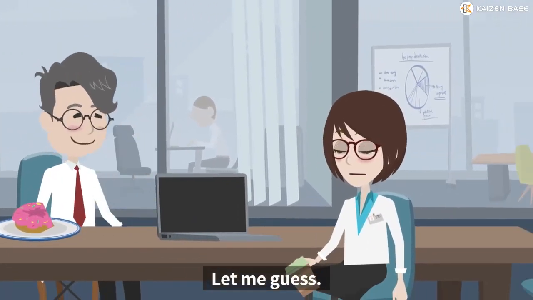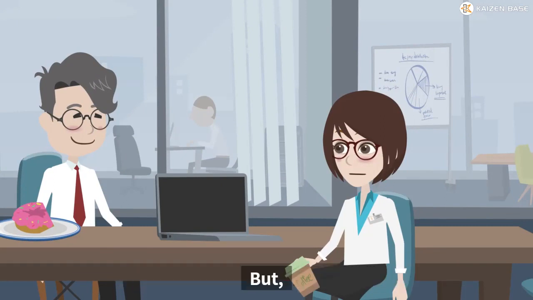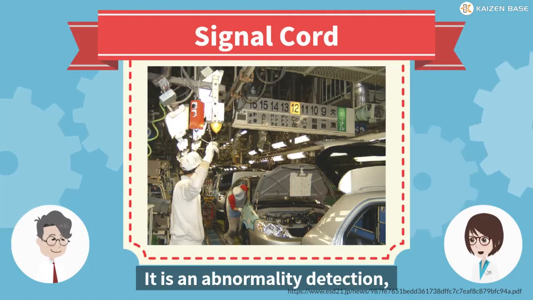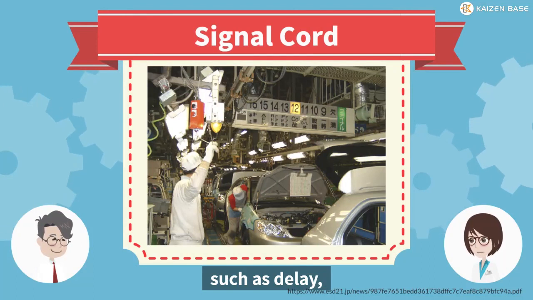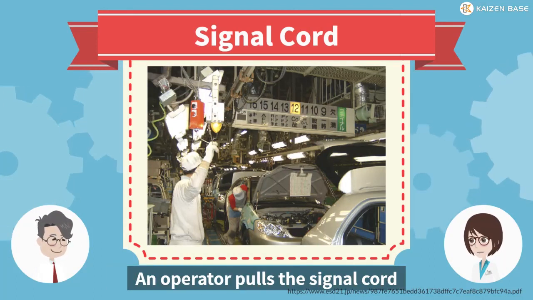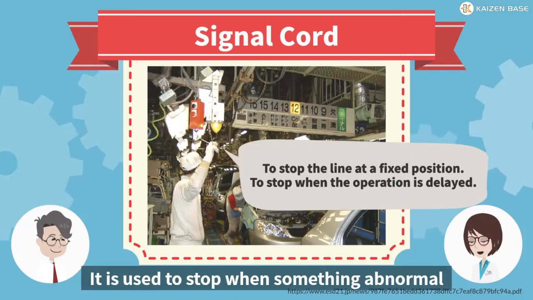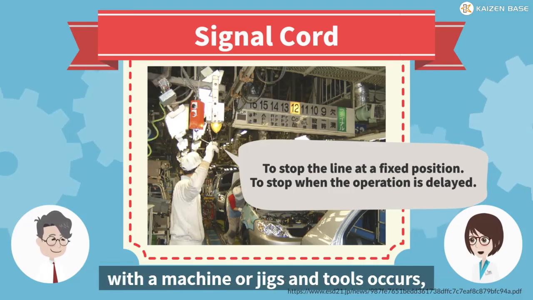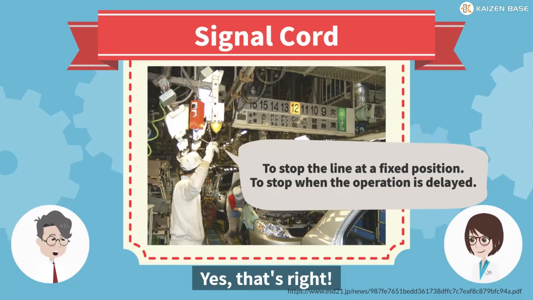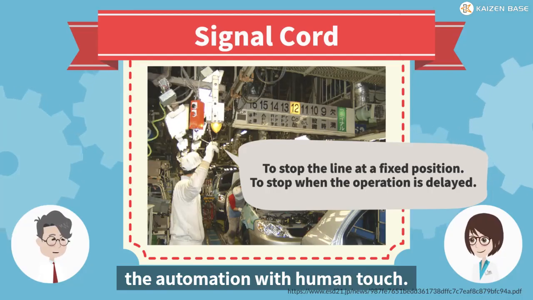Let me guess. I'm not sure that this is an example of the automation with human touch, but I think a signal cord may correspond to the idea. It is an abnormality detection, such as delay, in an assembly line of an automobile. An operator pulls the signal cord to stop the line at a fixed position in the assembly line. It is used to stop when something abnormal with a machine or jigs and tools occurs, and the operation is delayed. Yes, that's right. A signal cord is also an example of the automation with human touch.